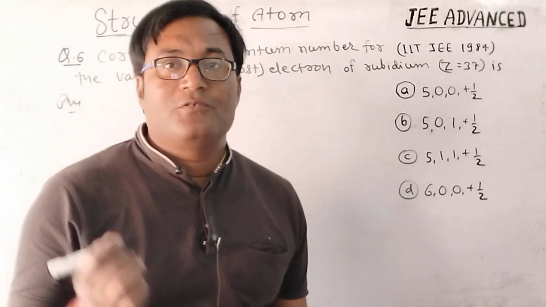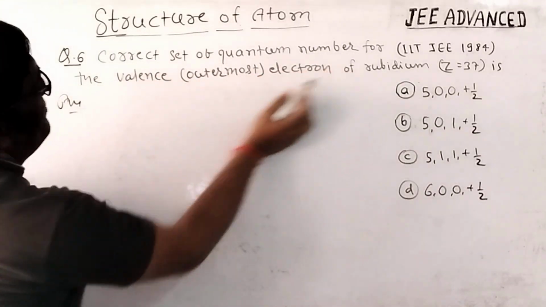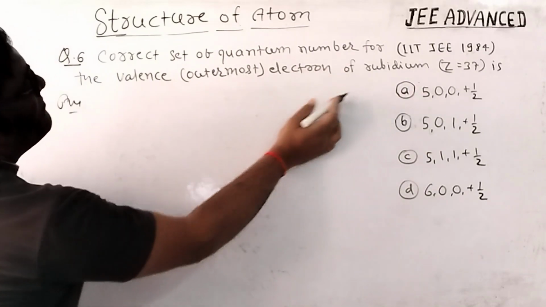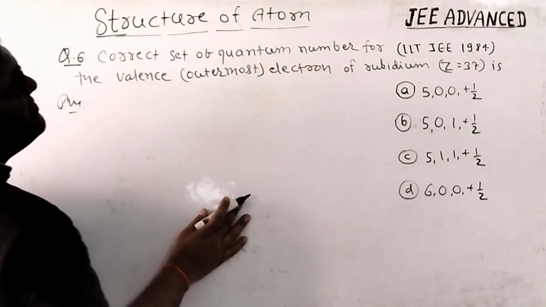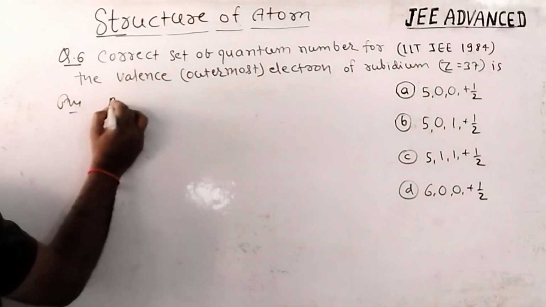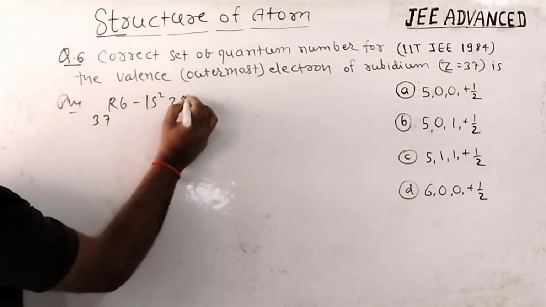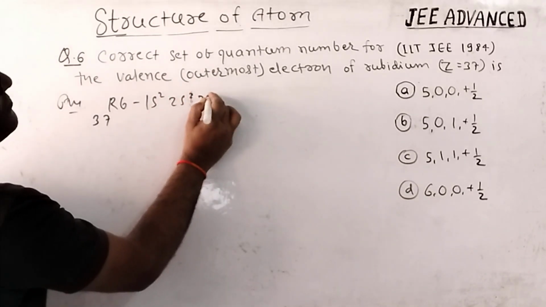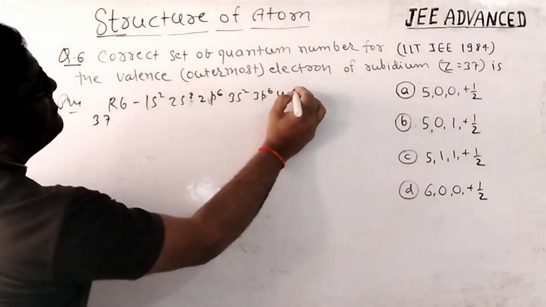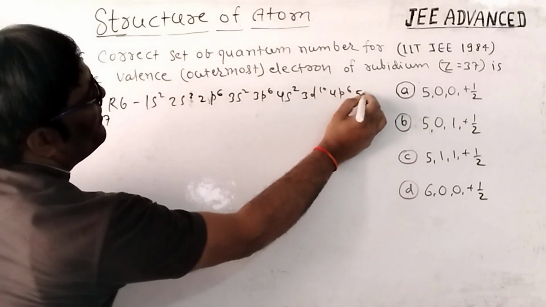Now I am going to solve question number 6. According to question number 6, the correct set of quantum numbers for the valence or outermost electron of rubidium, where atomic number Z is equal to 37. These options are given. Now, rubidium, atomic number 37, electronic configuration is 1s2, 2s2, 2p6, 3s2, 3p6, 4s2, 3d10, 4p6 and 5s1.